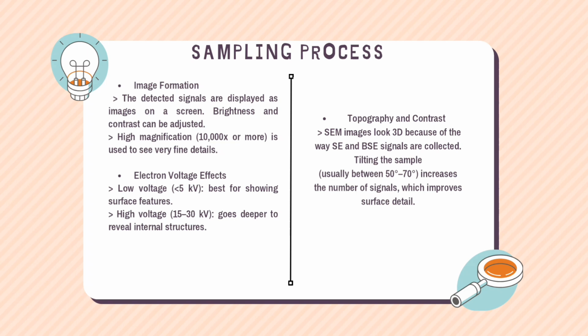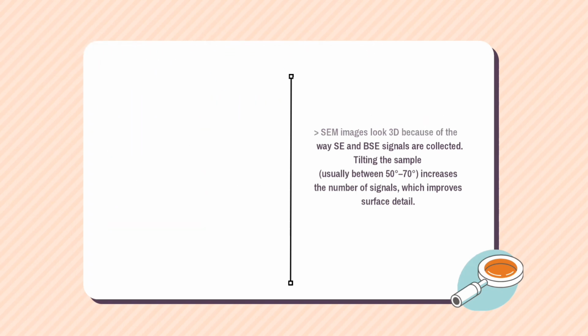Lastly, we have topography and contrast. This is what gives the SEM image that 3D-like appearance. By tilting the sample, usually between 50 to 70 degrees, we can increase the number of signals collected, which helps us see the surface features more clearly.